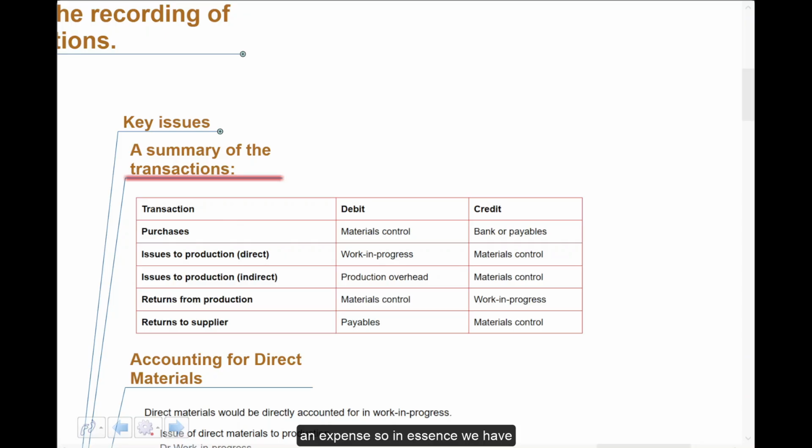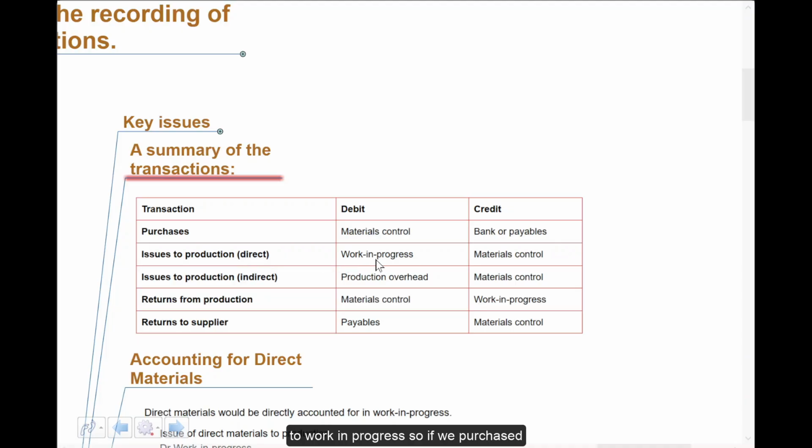Purchases are an expense. So in essence, we have credited the bank or payables. When we say payables, we're talking about, let's say, a purchase on credit. So we're basically crediting here either the liability, to increase it, or the bank asset to reduce it, and increasing expenses or expenditure. Okay?